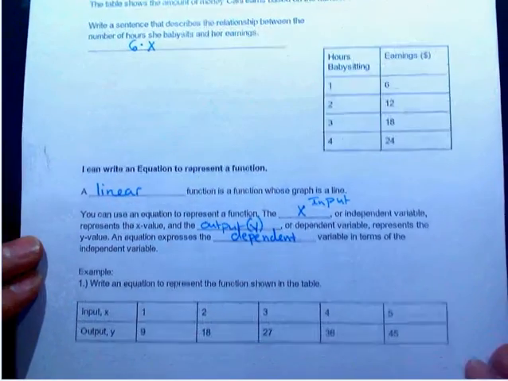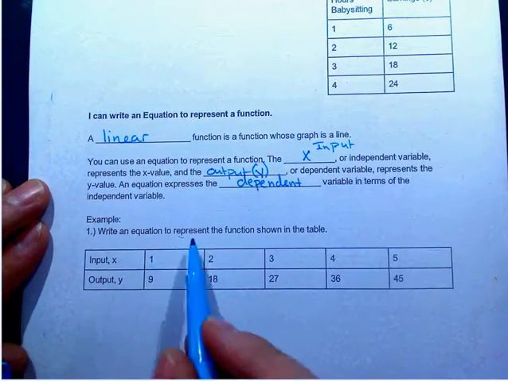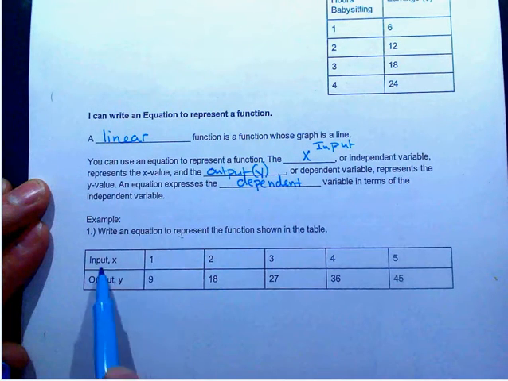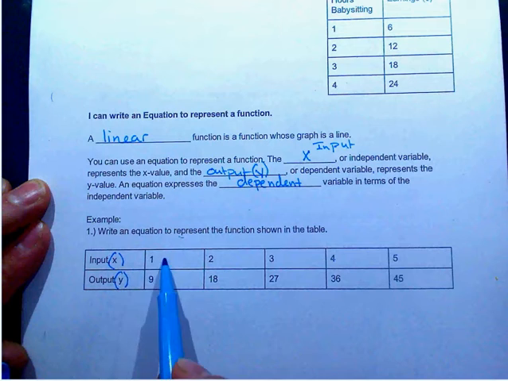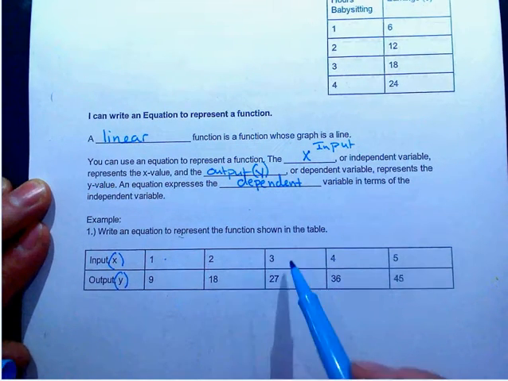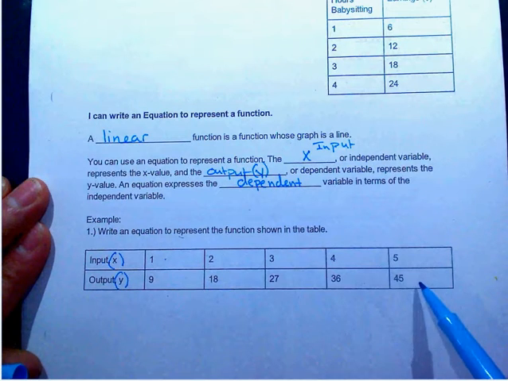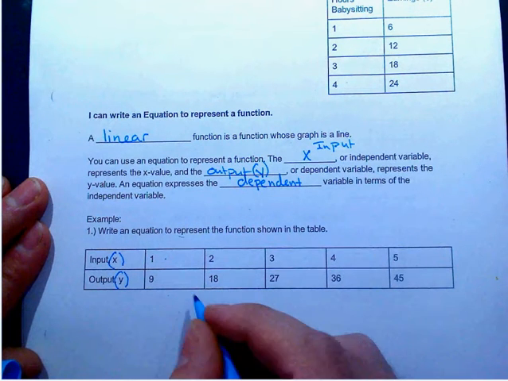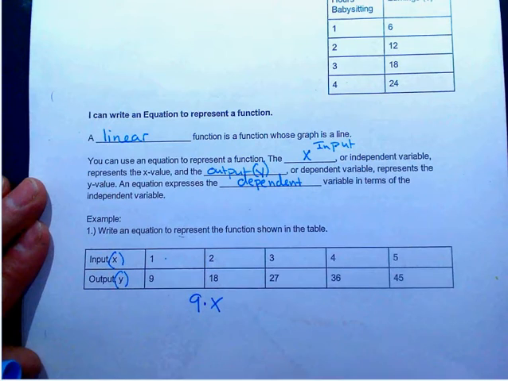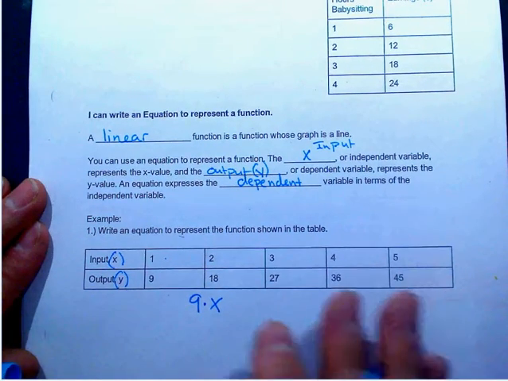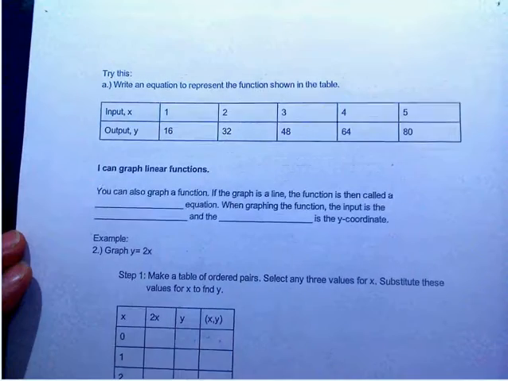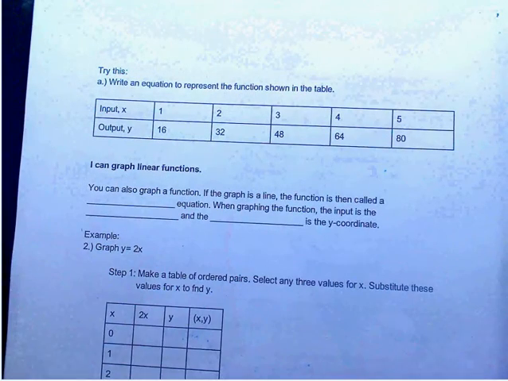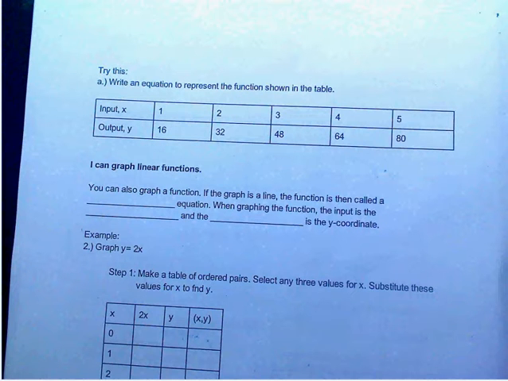So, for example, write an equation to represent the function shown in the table. If my input, my x value, is 1, my output is 9; 2, 18; 3, 27; 4, 36; 5, 45. So my rule for this table is 9 times x, or 9x. Take a second, make sure that you have that. I'd like you to try this problem to make sure that you have it correct. Take a minute, pause the video, and go through it.